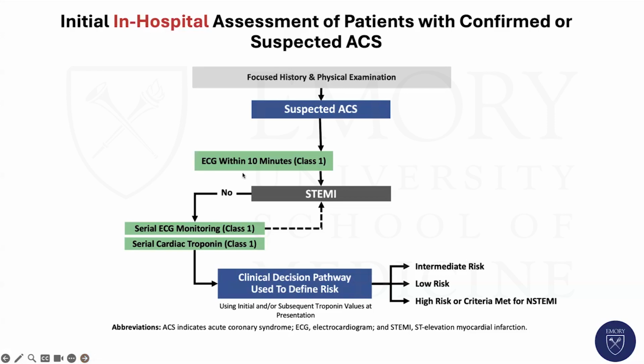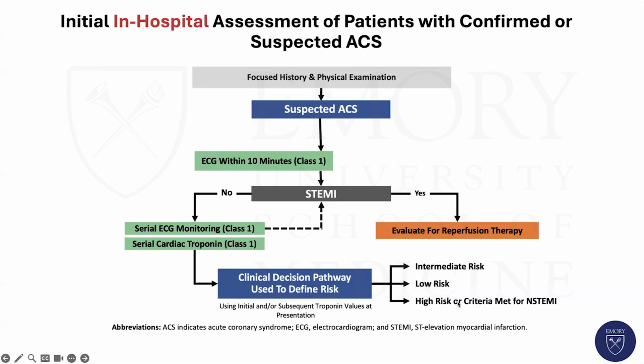If you suspect ACS, you get an ECG within 10 minutes when they walk into the hospital. That's a class 1 recommendation. And if STEMI is diagnosed, we'll let this play out here, then they need to immediately go for reperfusion therapy. At a PCI center, they would immediately go to the cath lab for PCI. If they're at a rural center and not in range of another PCI center, then they may get fibrinolysis, which I'll cover on the next slide here. If they don't have a STEMI, then they get serial ECG monitoring and serial cardiac troponins, and then they go into a clinical decision pathway used to define risk as intermediate, low, and high risk.